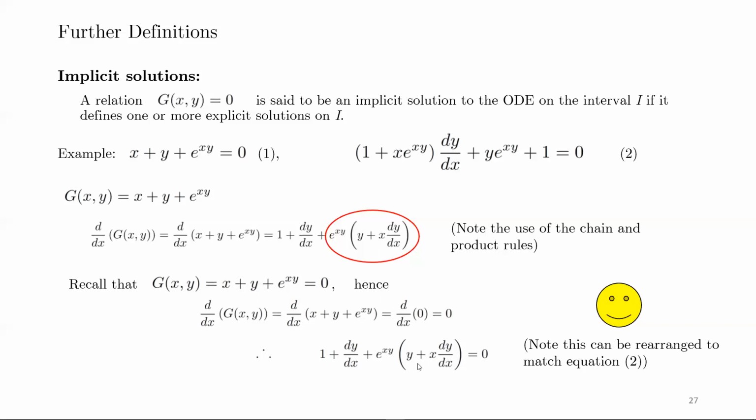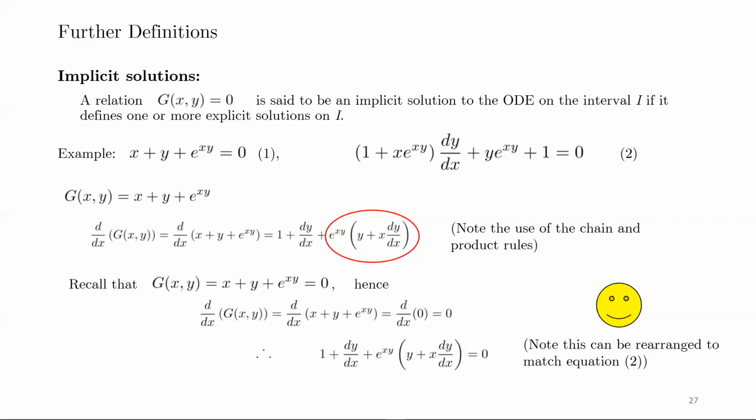Okay, so we're going to have (1 + x e^(xy)), or rather 1 plus e to the xy, times dy/dx. And then for the y terms, the terms that are multiplied by y, we're going to have simply an e to the xy, and for the constant terms, we've just got simply a 1 over here. So it's not too hard to see that this equation is just a rearranged form of equation 2. Therefore, we've shown that our function in equation 1 is an implicit solution to the ODE 2.